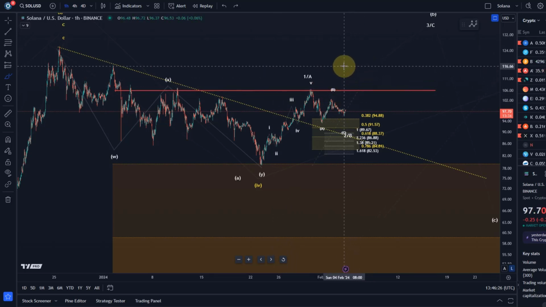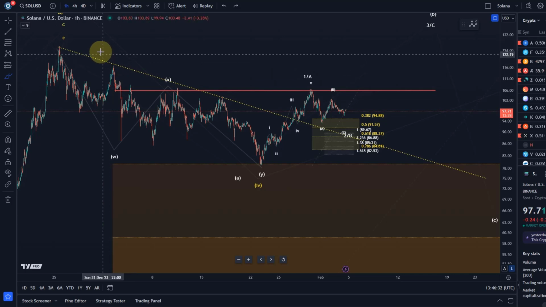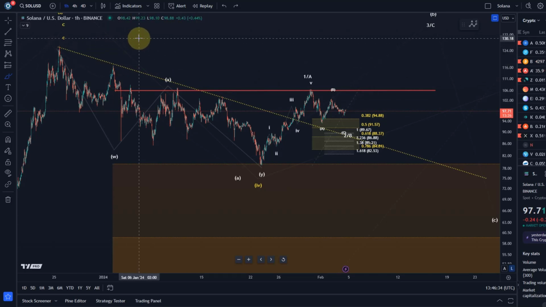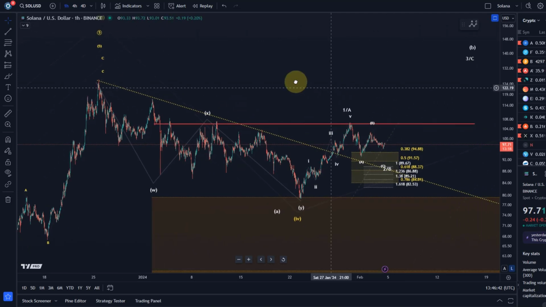And then next structural resistance is at $117, this swing high from the 2nd of January. And a very important one, the previous high that formed in December, the third wave top, is at around $126.